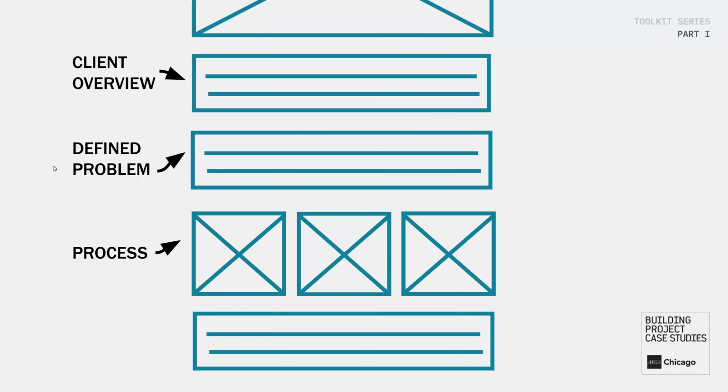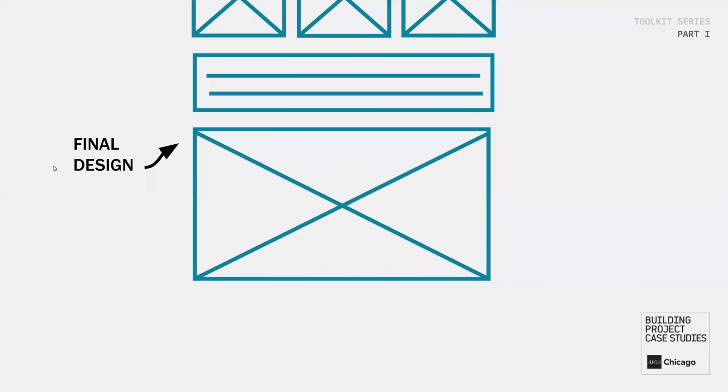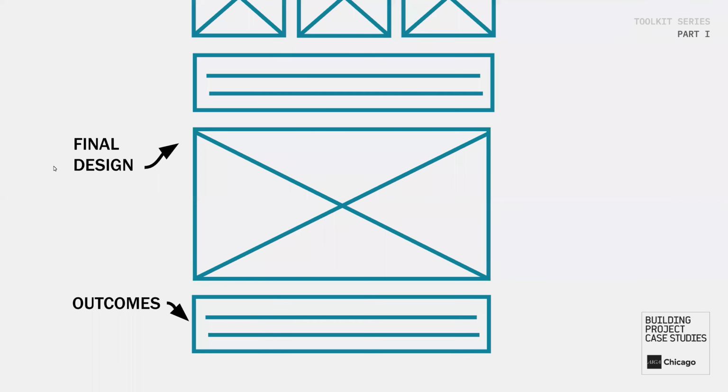And then process. How did you get your results? And what were the iterations like? How was it refined? Show the final design. And then the outcomes. So this is the final design and the impact on the world. For example, if the project had a social strategy, did the design work that you did reflect in an increase of Instagram followers? You would want to note that in your outcomes.